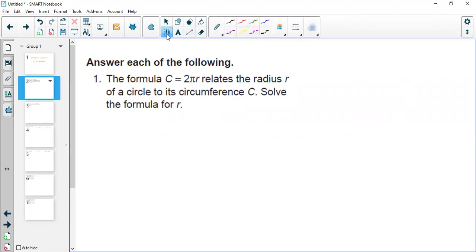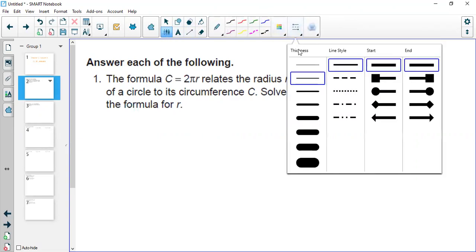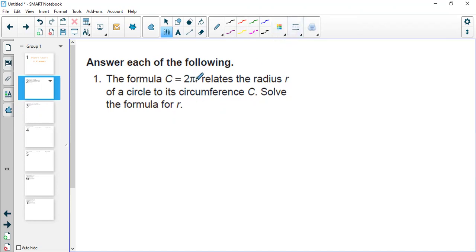So let's start with the first question. The first question says, answer each of the following. The formula C equals 2 pi r. Regarding this symbol, I already explained in the explanation video. The formula C equals 2 pi r relates the radius r of a circle to its circumference C. So solve the formula for r. This is the same question which we have done previously, but we have no choice, so let's solve this.